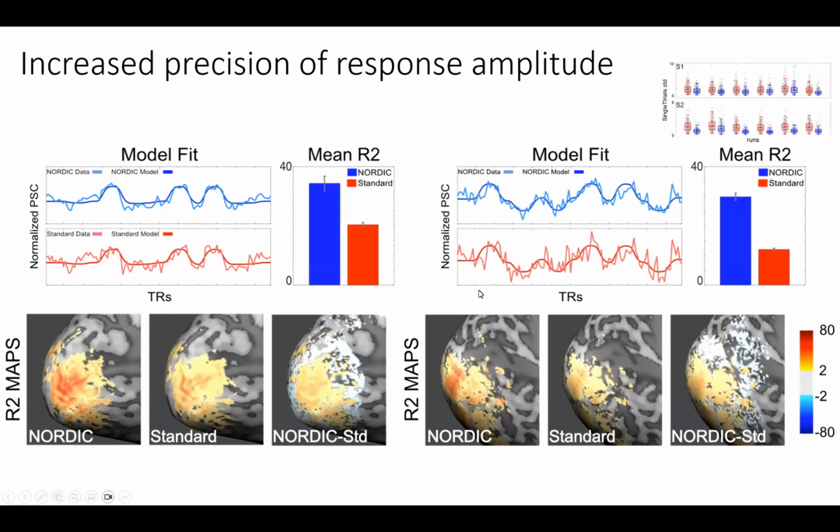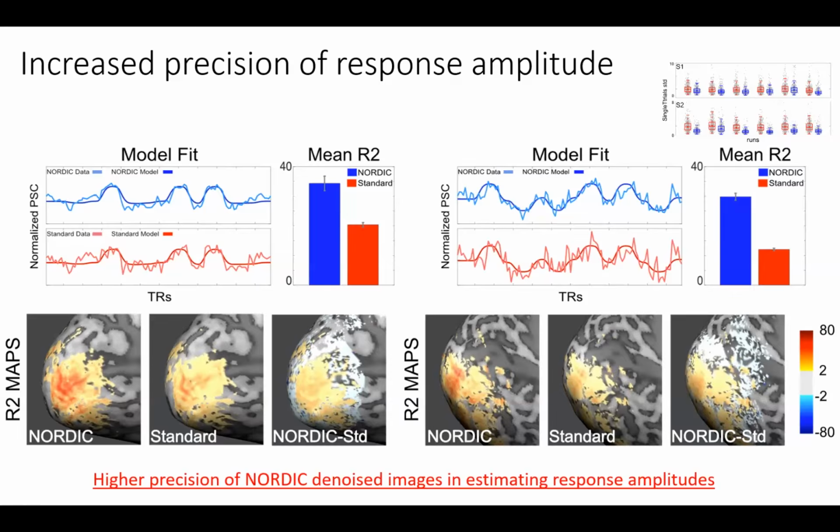And then the same way to look at this, now we're just looking at the maps, and we can see that this increase is highly localized within the retinal representation of the target, so spatially constrained in meaningful regions. So yeah, higher precision for Nordic denoised images in estimating response outcomes.